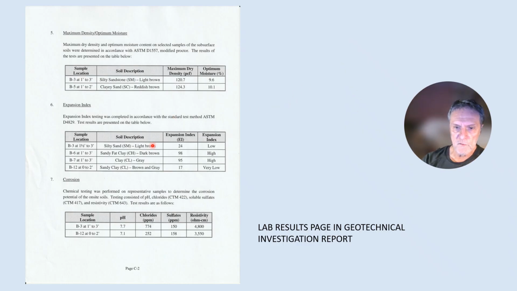So this is just an example of a lab results page in a report. Here we have maximum density, optimum moisture. Our maximum density for this silty sand was 120, optimum moisture 9.6%. For the clay sand, we have a lower maximum density of 124 and a higher optimum moisture of 10. Here are our expansion indexes for various soils, ranging from 17, which is very low, all the way up to 98, which is very high.